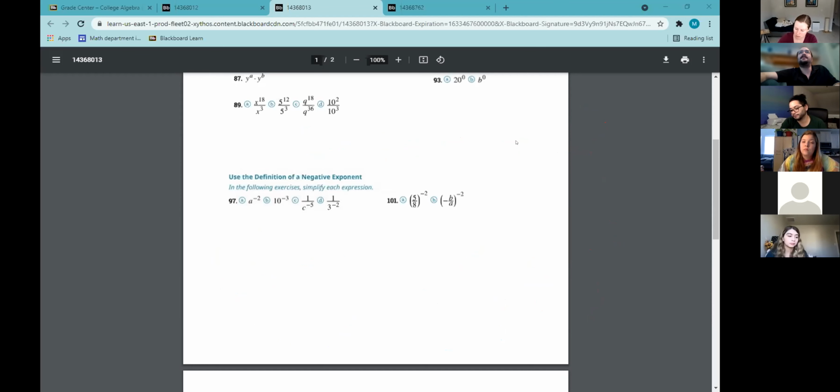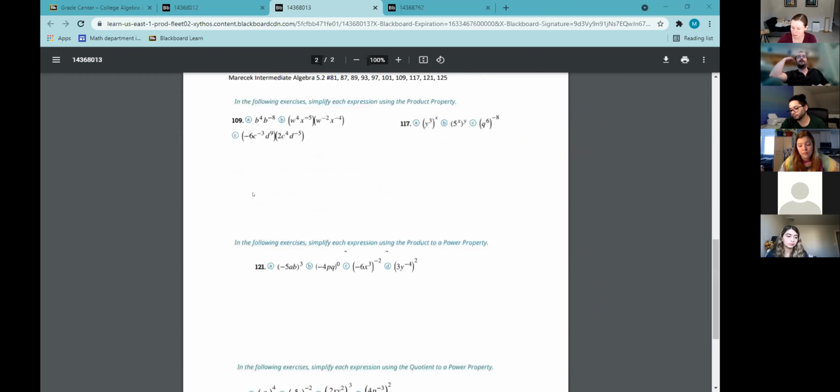Now let's look at the next few. So 109's got a few problems there, and 117. So this looks like maybe a little bit of mixed practice. Product property. Whether we have bases or exponents to exponents, those are two different rules. So 109 is going to use, it looks like, one rule over and over again. And if it comes up with a negative exponent, simplify it. 117 looks like we're doing exponents to exponents.